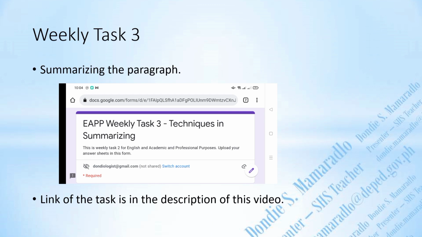For our weekly task, you are tasked to summarize the paragraph using any of the various techniques discussed. Again, you may review the video, watch it several times to be able to do the task. Remember that the link of this activity is in the description of this video lesson.